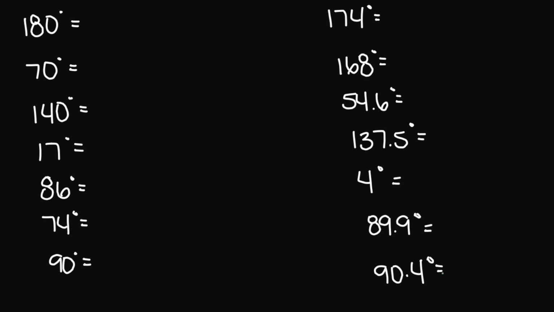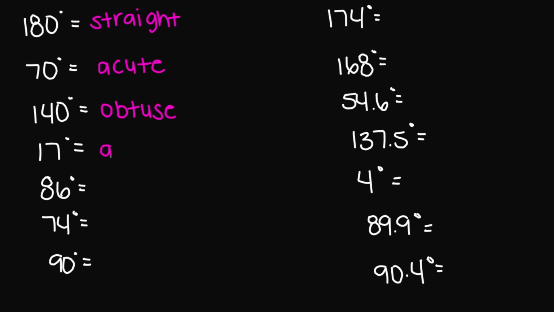Let's look at these examples here. So let's say I have 180 degrees as an angle. Is this going to be obtuse, acute, right, or straight? Based on my 180 degrees here, this is going to be a straight angle. Next, 70 degrees, because it's less than 90 degrees, this is going to be acute. Next, 140 degrees, this is going to be obtuse because it's greater than 90 degrees. So we know if I had a triangle with 140 degrees, that would be obtuse.